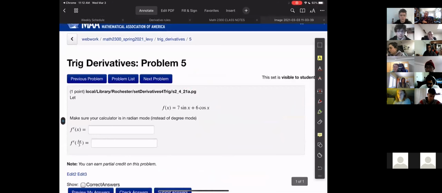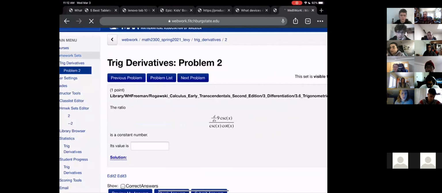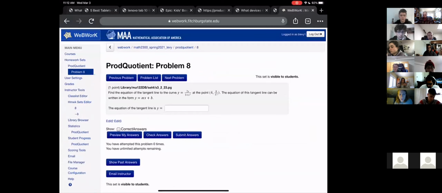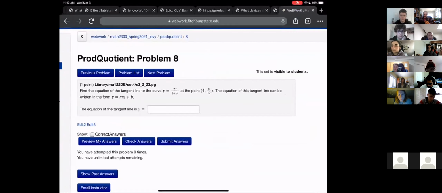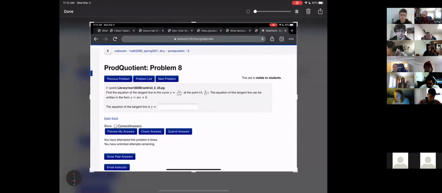Someone asked another question about a different problem. Is that right? Was that from product quotient rule? Yeah, it was problem 8. It's a tangent. It's finding the equation of the tangent line, and I'm following the steps, and I'm just not getting it. Yeah, so a couple people were talking about this one in the Slack last night, if I remember correctly.